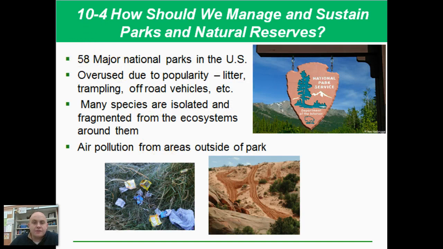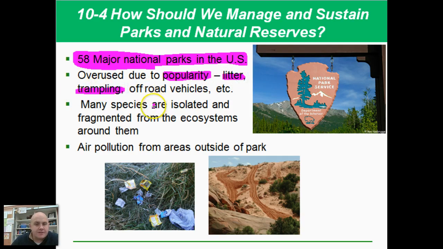In the United States, there's 58 of these bad boys, okay? There's 58 major national parks and a bunch of small ones, but these are the major ones in the United States. In Wyoming, we have Yellowstone, of course. And they're in trouble for lots of reasons, but overuse. They're really popular, and so a lot of people want to go visit them. The problem when they go to visit them is people don't treat things well all the time. They leave litter. They trample across things that shouldn't be trampled. They have off-road stuff, all kinds of things.